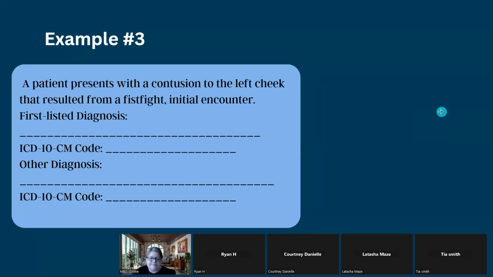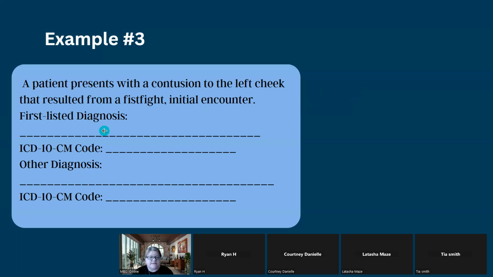All right, so this one's a little bit different and kind of fun. A patient presents with a contusion to the left cheek, resulted from a fist fight, initial encounter. Pay attention to how they list out this stuff, because it's going to tell you how many codes they want you to come up with. And if you don't come up with both the codes, then obviously it's wrong. So when it asks you for 2 codes, find the 2 codes, okay? And sometimes it'll ask you for 3. Just give it how many ever it needs to have.